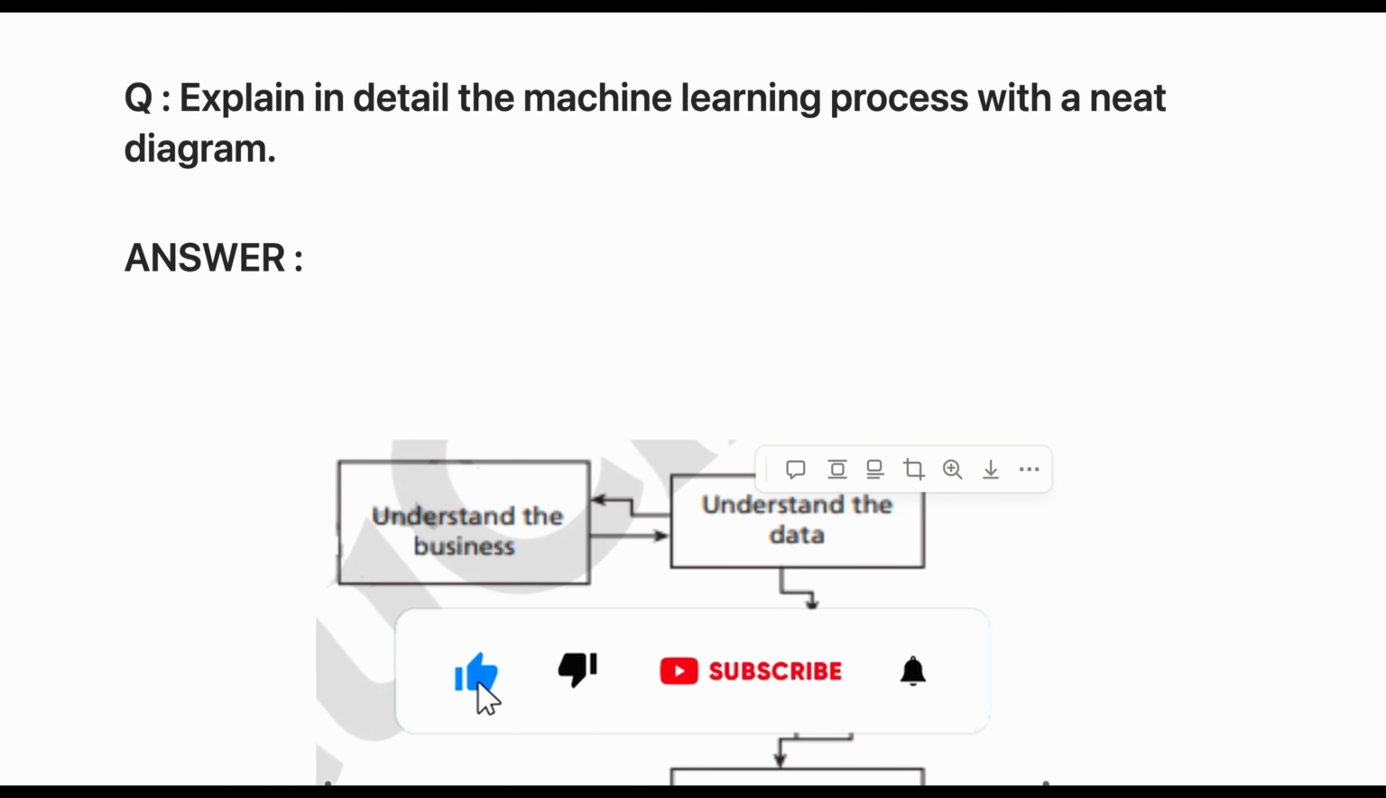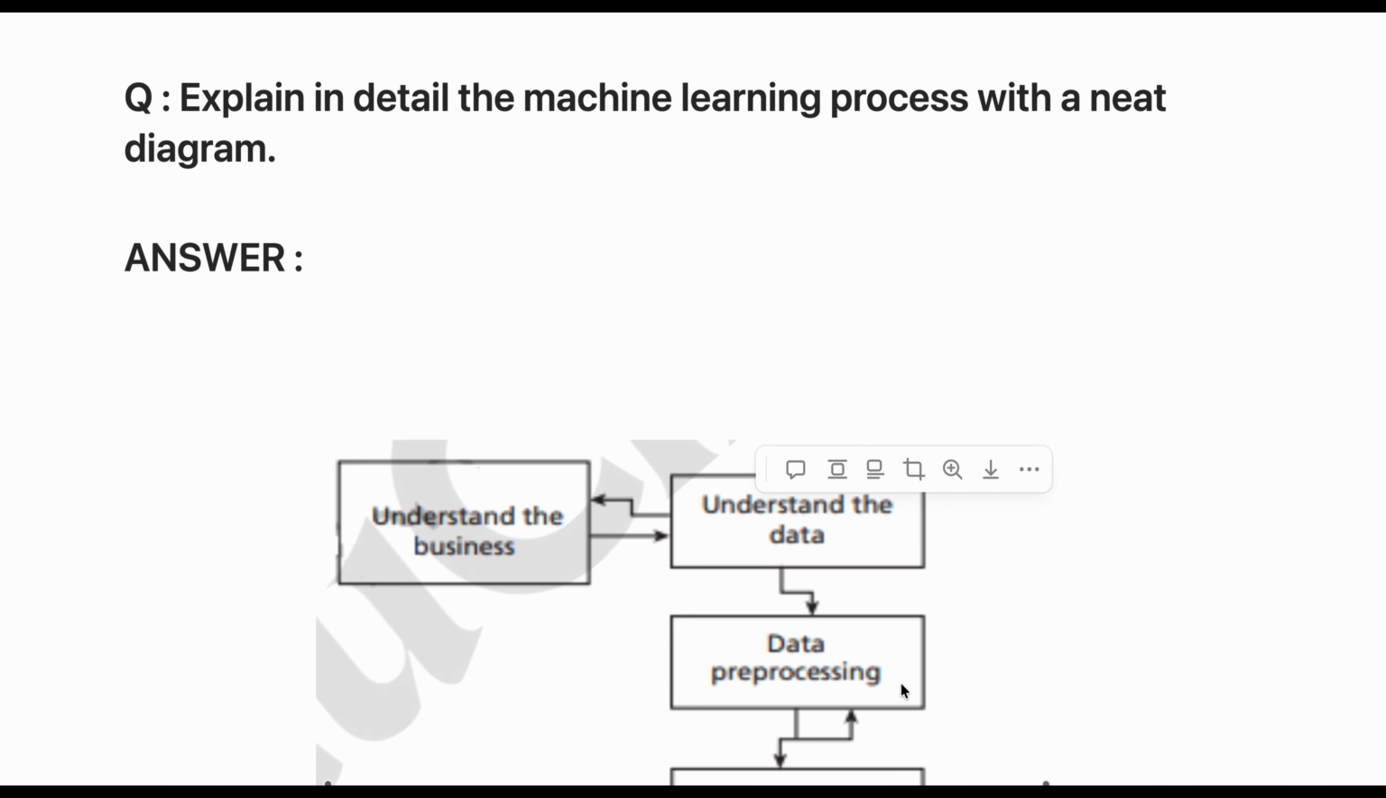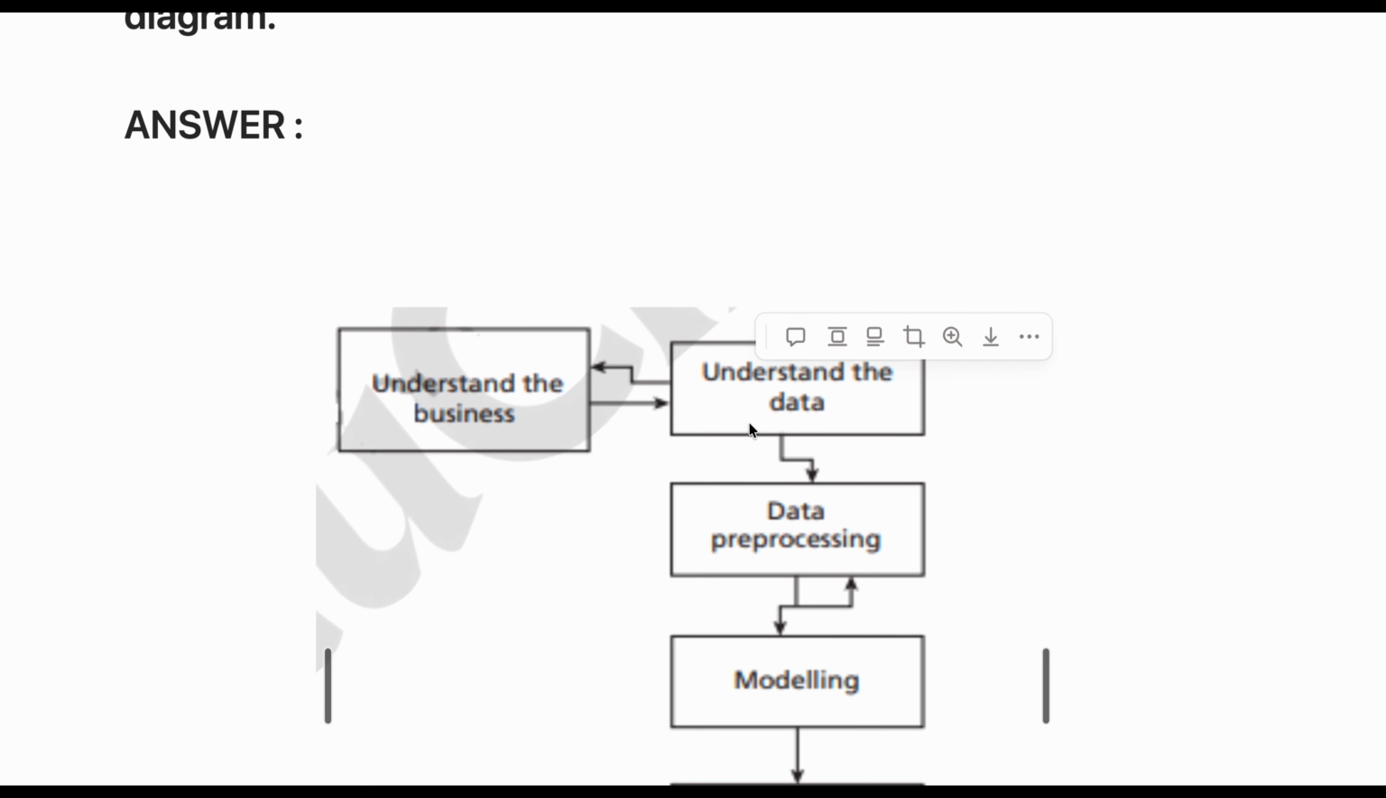In this video, we are going to discuss a very important theory question from machine learning from module 1. So this question is very commonly asked in VTU examination. So let's understand it in a very simple and easy way. So the question is: explain in detail the machine learning process with a neat diagram. So this is the diagram which is given here.